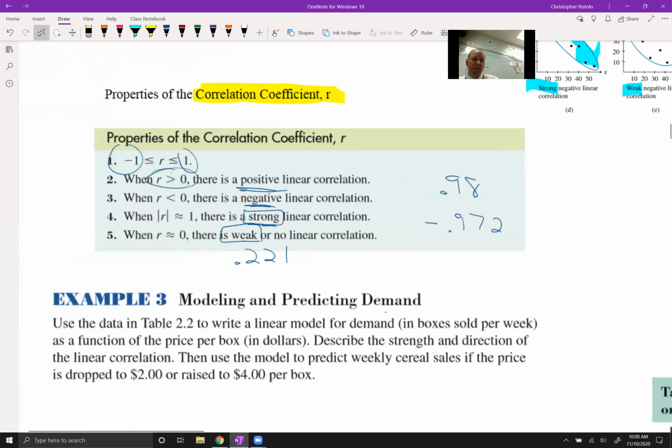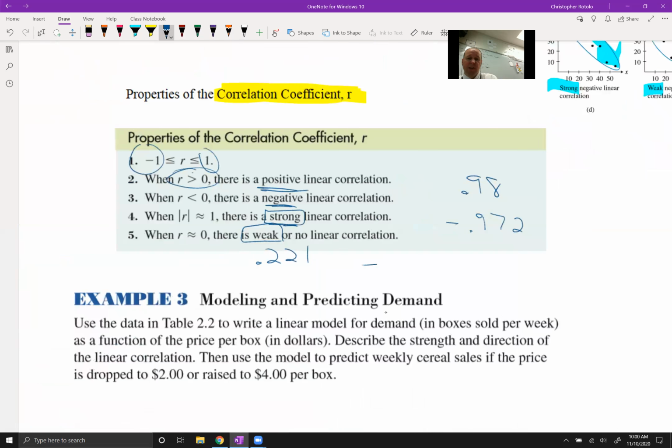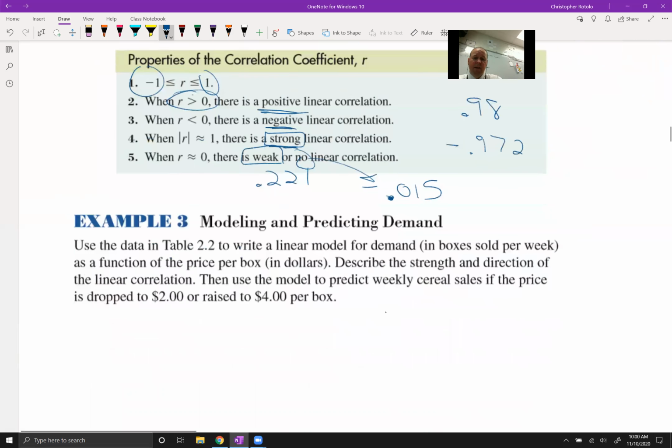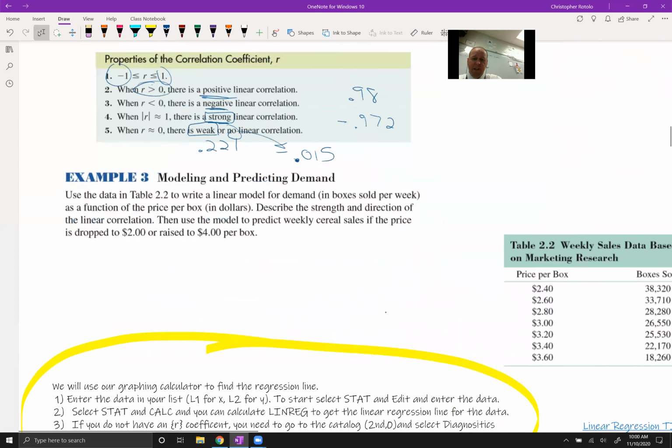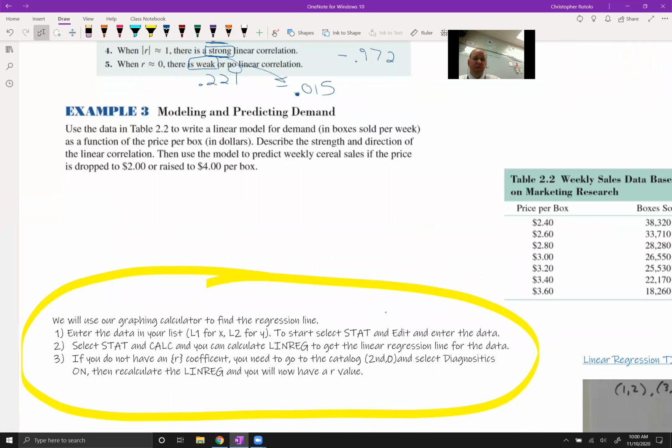What I would be able to do is determine based on the numbers. So if I had negative 0.015, I would know without looking at the graph that this is weak, and it's so weak I would probably call it a no correlation because it's almost zero. Almost zero. All right.